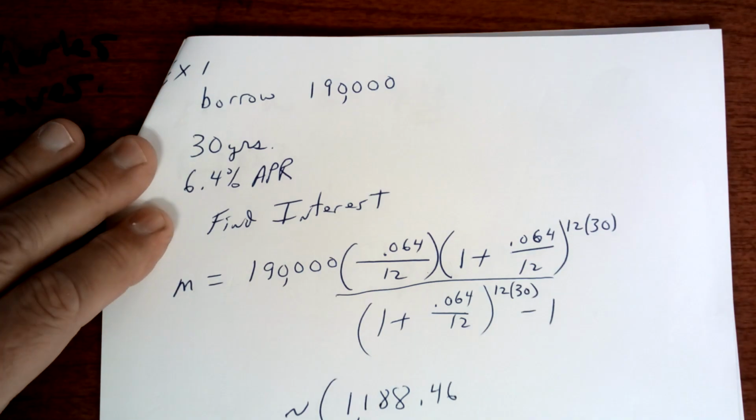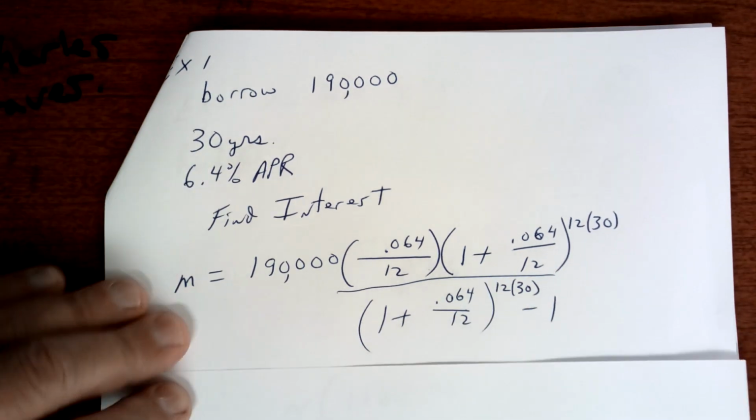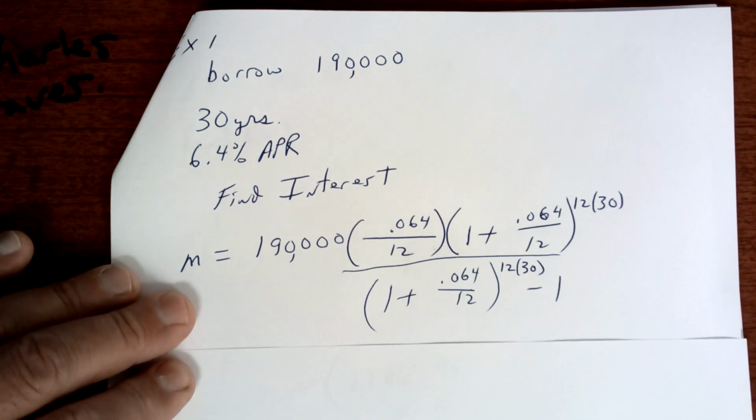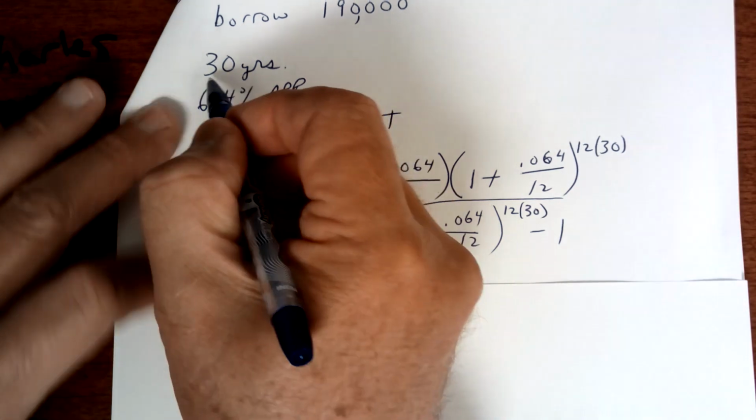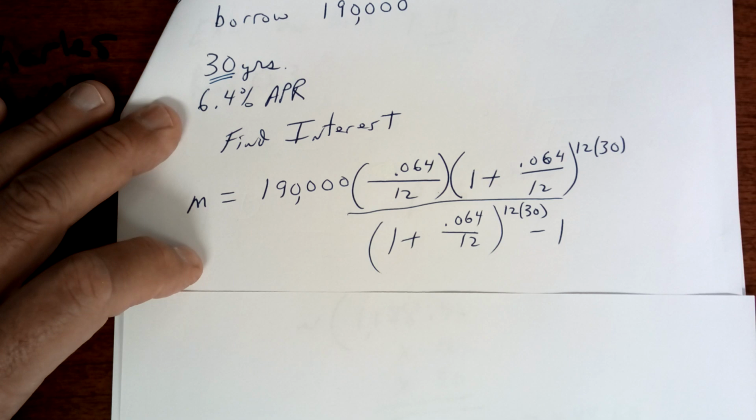Okay, so we're going to go ahead and use that formula here. So you're going to borrow $190,000. So copy all of this down. All right, so I already plugged it in for you. You're going to go 30 years, 12 payments a year, 6.4% APR, that's your interest rate. They want you to find the interest.